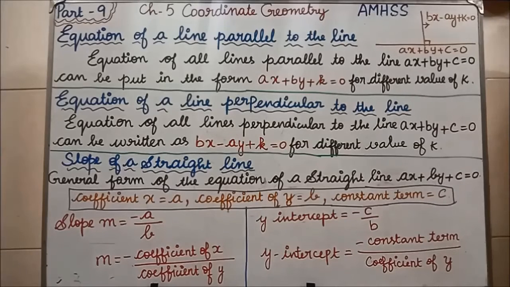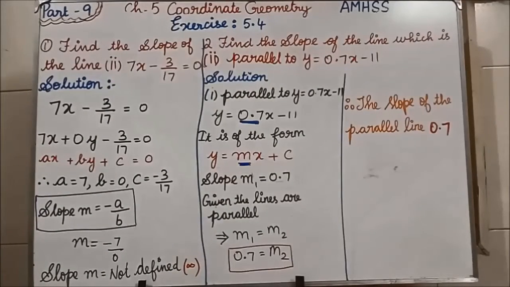It is very easy. Only a small thing we will apply here. We will start exercise 5.4 now. Friends, this is the first question of exercise 5.4. Find the slope of the line 7x minus 3 divided by 17 is equal to 0. I have already taught you that if the equation is given and they ask us to find the slope, the formula is slope m is equal to minus a by b. That formula we have to apply here.